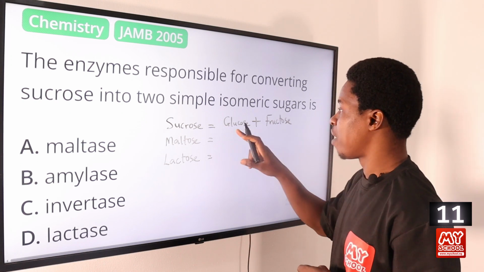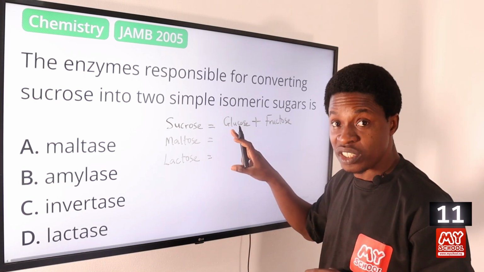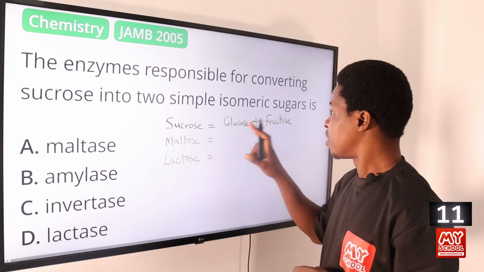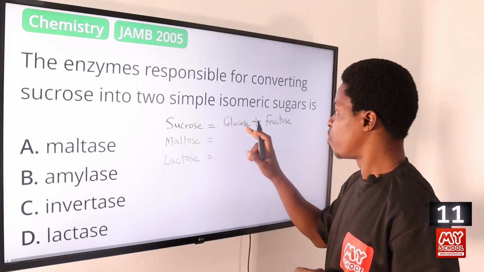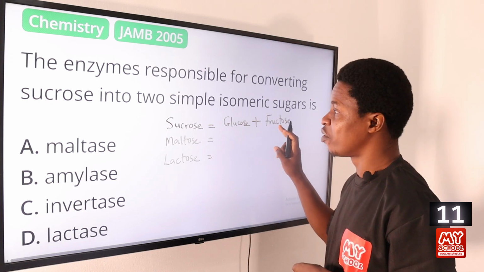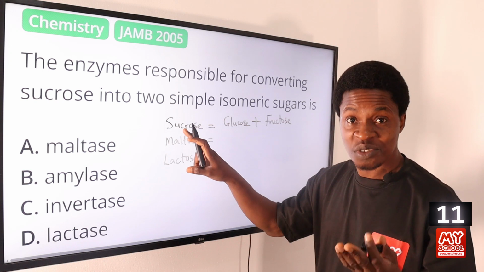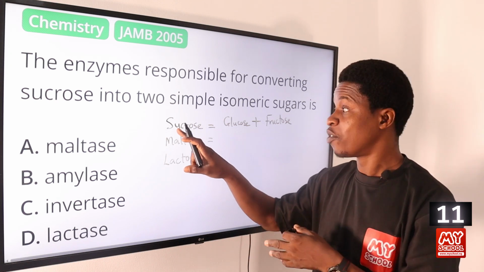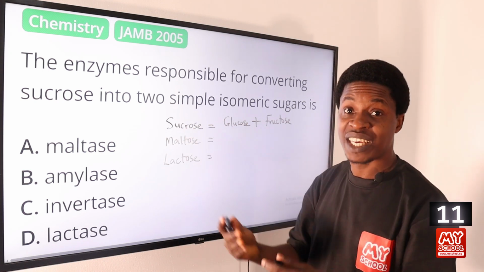Don't forget that both of them are C6H12O6. So what happens here? For sucrose, both of them are what? Monosaccharides. So 1 mole of glucose plus 1 mole of fructose is going to give us sucrose. Of course, that is your table sugar. The sugar you consume is from sucrose, which we get from sugarcane and so on.